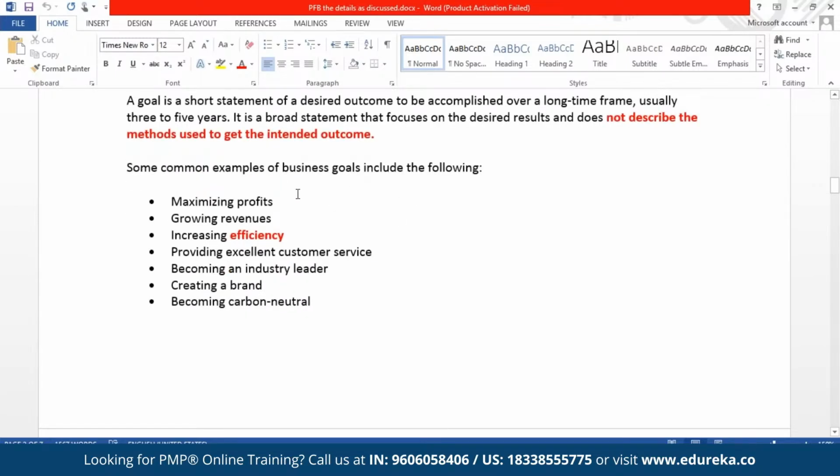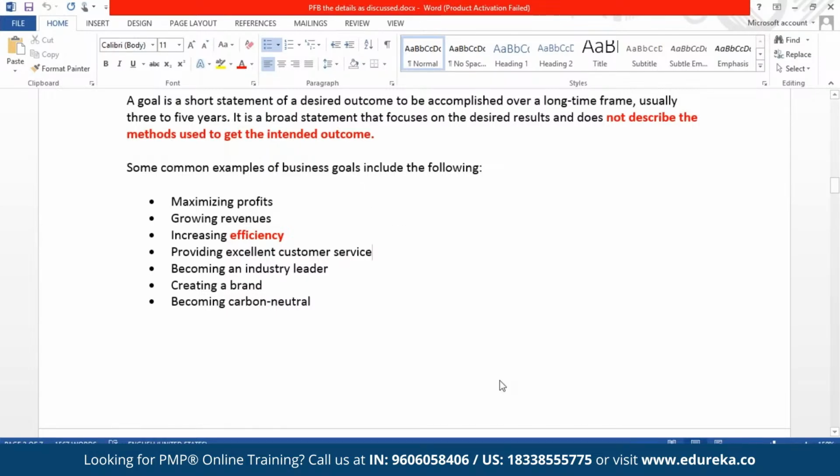Now what are some good examples of goals? When we talk about business goals, some of the good examples could be you intend to maximize profits. You want to grow revenues. You want to increase efficiency. That's very important. In anything and everything that we do, it's important that we look at bringing in efficiency and effectiveness. Providing excellent customer service. Why should somebody come back to you? As a performing organization, why should somebody come back to you? Because it is our primary responsibility to create that customer delight. So you should be able to provide excellent customer service. You should be able to create a brand. These are some very good examples of goals.